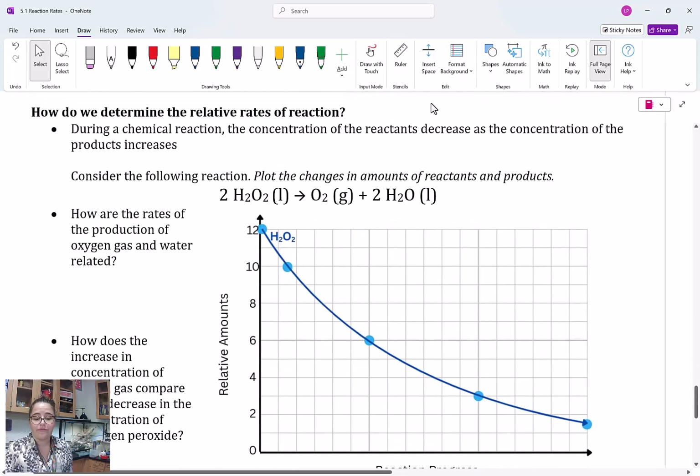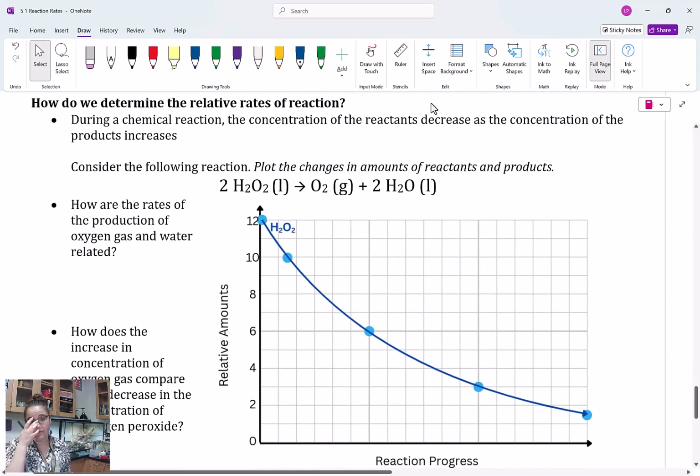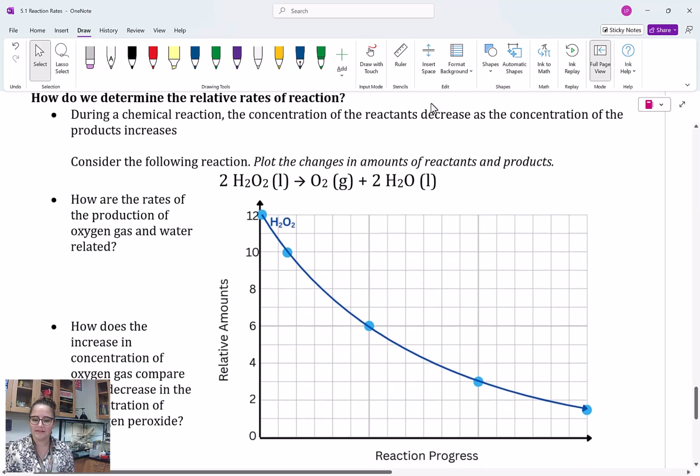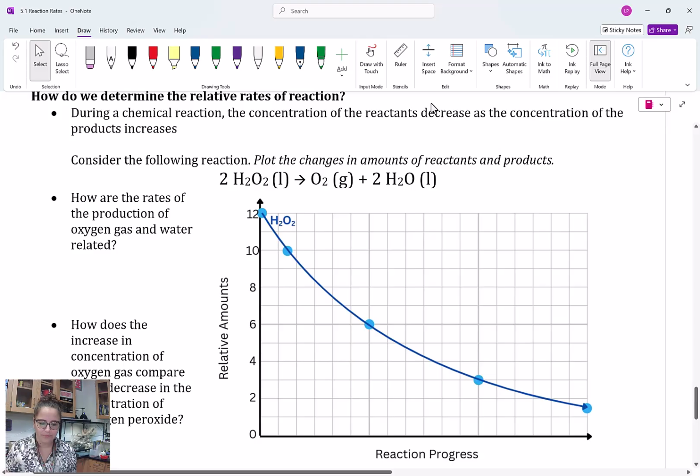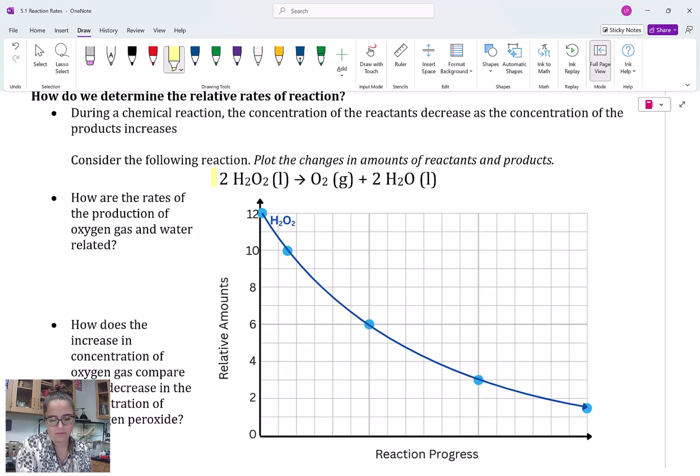Now, if we know one of the rates of reaction, we can use that to predict the other rates of reaction for the other species. It's not like we need to measure them all independently because they're all interchangeable. Okay? So let's look at this example. The decomposition of hydrogen peroxide. So for every 2 H2O2 that go away, we get 1 O2 and 2 molecules of water. We're going to go ahead and plot those changes on this graph.